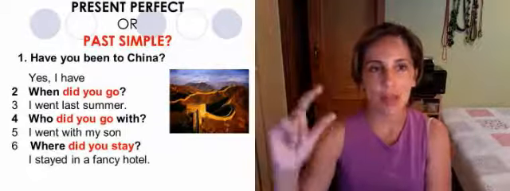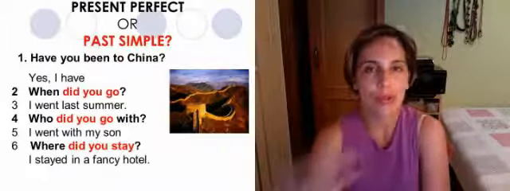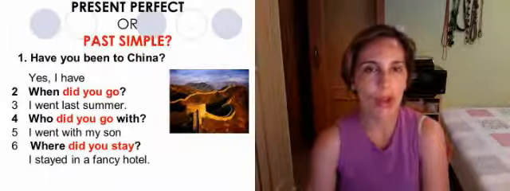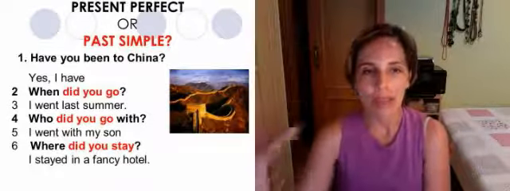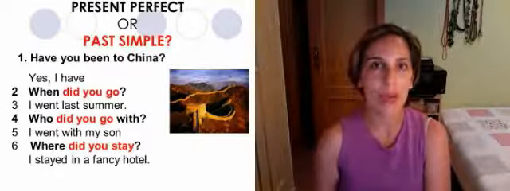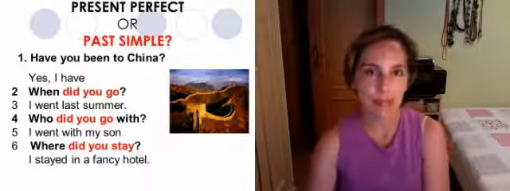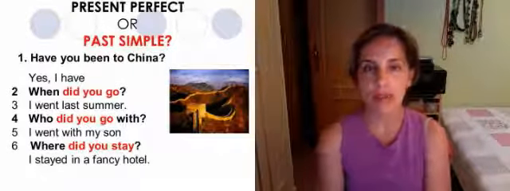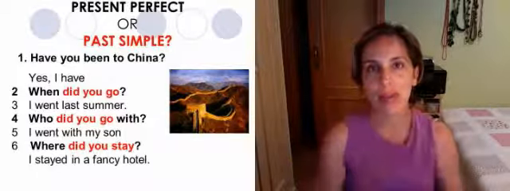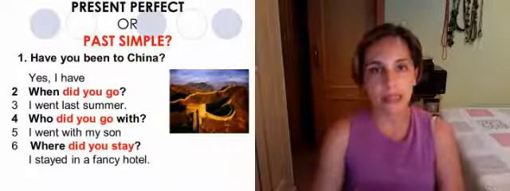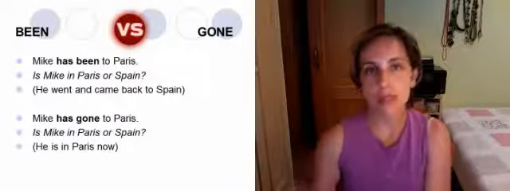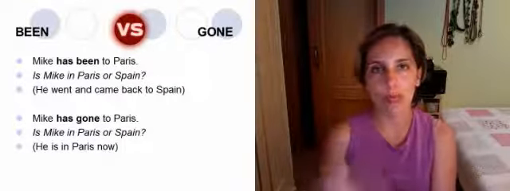So you see, the first part is always the present perfect. It's a general question about your past, but we are not specific. And then the rest, because we are being specific, we move on to the past simple. Okay, be careful with the present perfect, because sometimes, depending on the verb that we use, it's a little bit different. So for example, you can use the verb be or the verb go, but depending on which one, the meaning is a little bit different. Imagine I tell you, Mike has been to Paris.